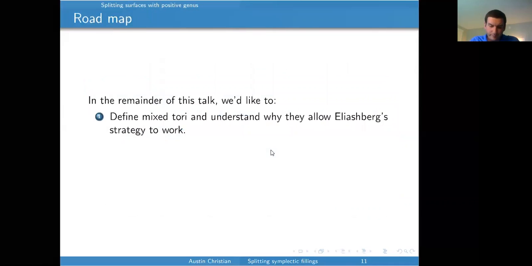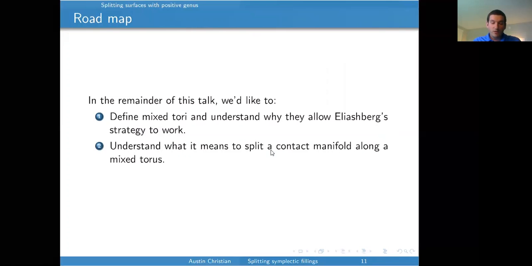Okay. So in the remainder of this talk, which unfortunately seems to be only about 10 minutes, we will attempt to define mixed tori, or at least give some idea of what they are, and understand why they allow Eliashberg's strategy to work, and then try to define that middle conclusion from the theorem, which talks about splitting a contact manifold along a mixed torus.